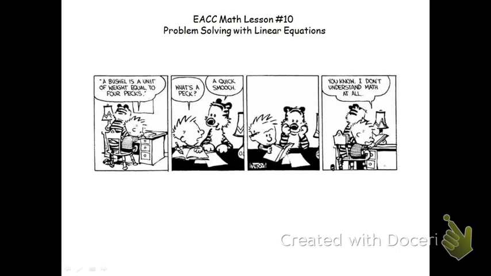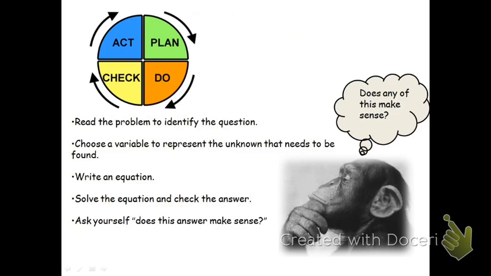Well, Calvin has a little problem here. He doesn't know what a peck is, and Hobbes tries to help him out by telling him it's a quick smooch. Well, Calvin still doesn't understand math at all, does he? Unlike Calvin, we're not going to go to Hobbes for our problems.